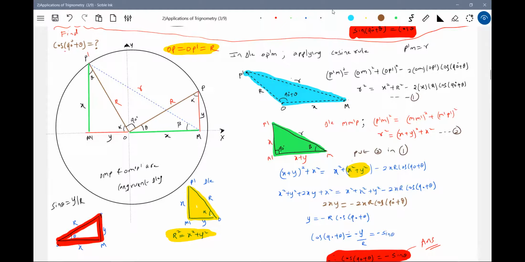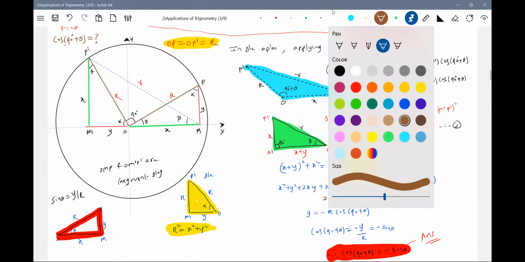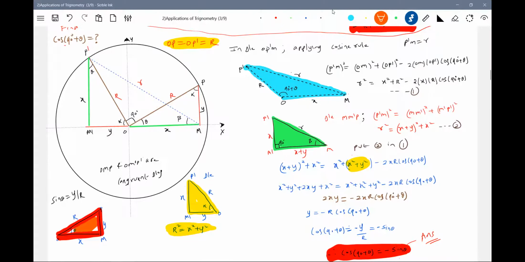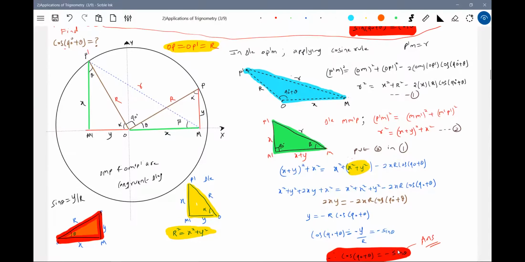Let me come to this triangle, the right triangle. Can you define anything as y by r? Sin theta is y by r. So in place of y by r, can we write it as sin theta? So therefore, cos of 90 plus theta will be minus sin theta. Getting the basic proof. So what was our question? Our question was to find out cos of 90 plus theta, how much? That's what I just showed. It is equal to, in fact, minus of sin theta.